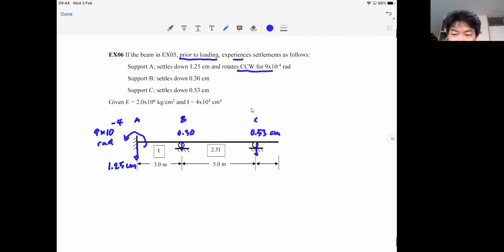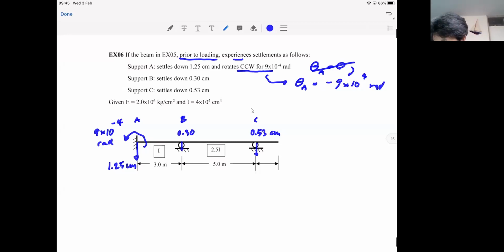That means support A, which you already know is a fixed support. Some students may still be confused about the fixed support. Fixed support is the only location where you know that rotation is 0. So generally theta A is 0. In this case, you have the prescribed rotation, and that is theta A equal to, because it's counterclockwise, minus 9 multiplied by 10 to the power of minus 4 radian. So this is not 0, but it's something that you know. It's not an unknown.